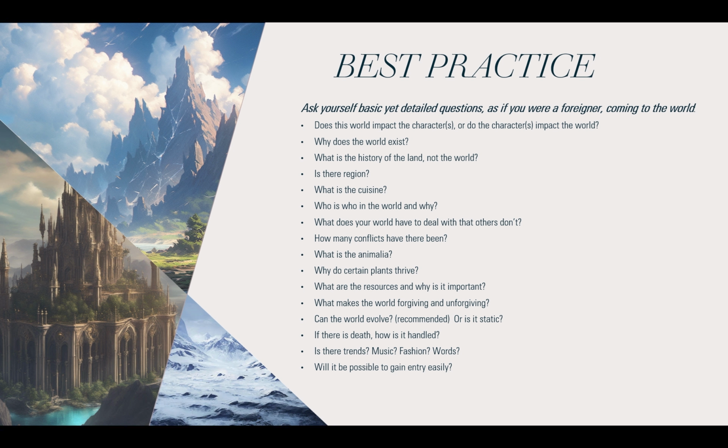Is there a region? What is the cuisine? Who is who in the world? There's social status, right? Or what do they represent in that world? What does your world have to deal with that other worlds don't? So, for example, in Emerald Gardens, there's many things that other worlds don't have to deal with. If you're writing a world, and I'll use my previous example from the last lecture, in which the world constantly snows, you have to talk about why that world has to deal with it and other worlds do not.